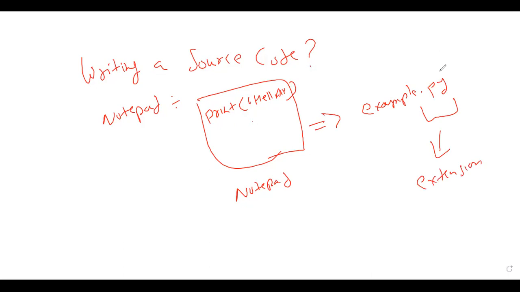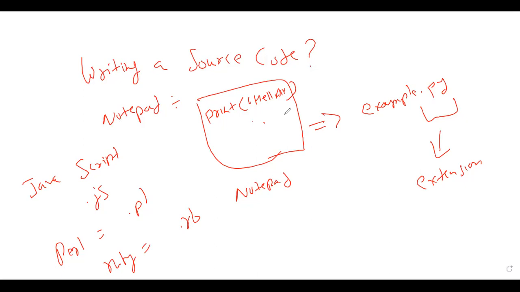This extension is the same as in JavaScript. In JavaScript, we use .js. In Perl, we use .pl, and in Ruby, we use .rb. So these are the extensions. So this is a source code. I just opened a notepad here, wrote the program and ran it.